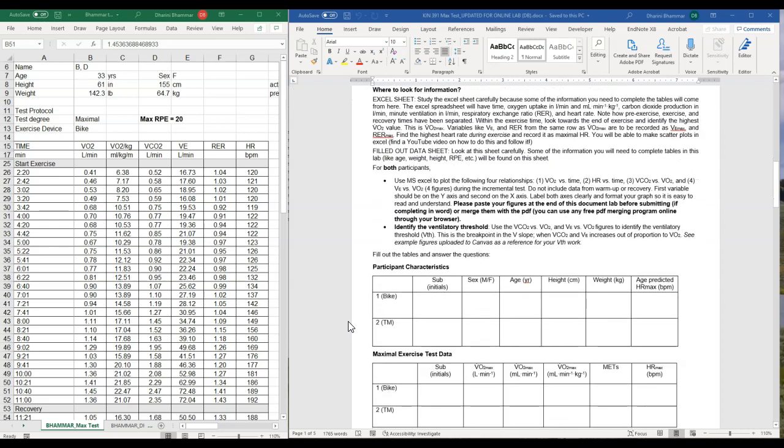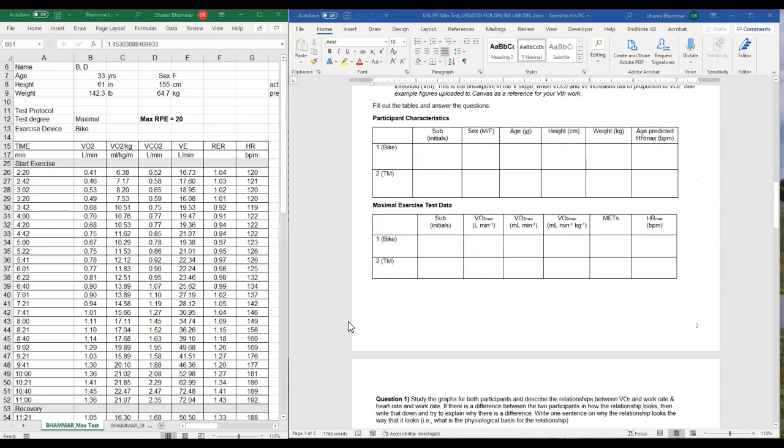I'm going to just show you how you would fill out the lab for one example patient. In this case, the example patient was actually me. I did a max test in 2017 and these are the data from that test. So let's fill that out. It was a bike test, so we'll fill it out for bike. So my initials are TB.